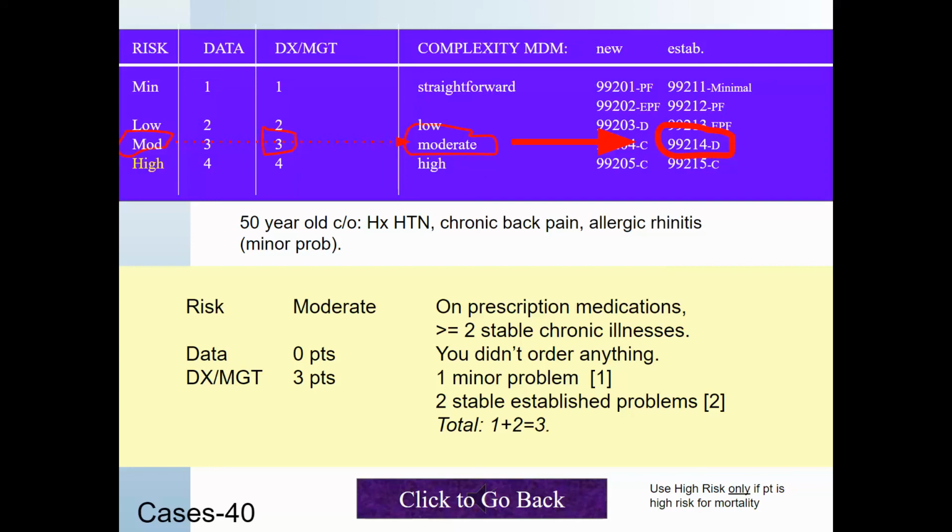Now, this always generates a question. Somebody out there is going to say, well, allergic rhinitis, maybe it's not a minor problem. It could be, and it's true. If you're an ear, nose, and throat specialist, allergic rhinitis is not a minor problem. It's a regular problem. Or maybe if the person's allergic rhinitis is a problem that they deal with every year, and every year you've got to prescribe something for them, well, then you just call it a regular problem. You can call it a minor problem if you want. You can call it a regular problem if you want, if it's a chronic condition. So again, this is up to your documentation.